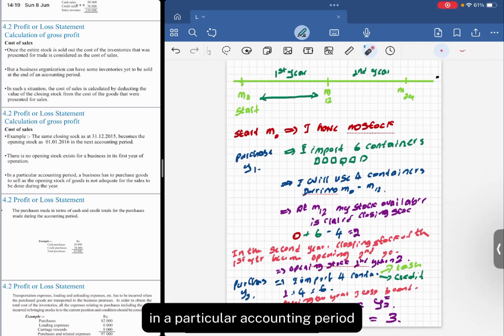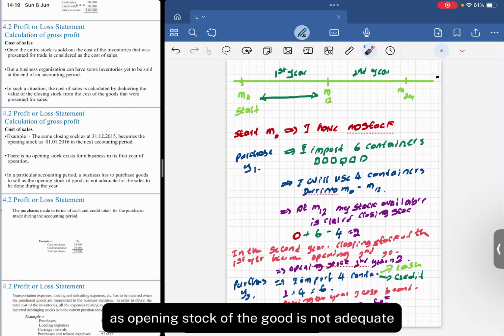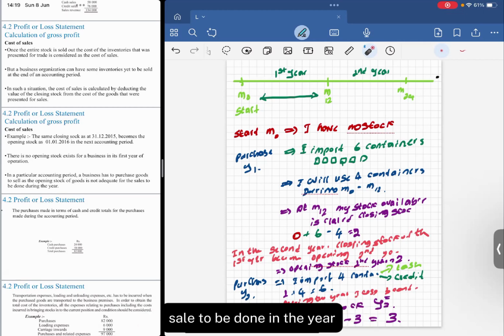In a particular accounting period, a business has to purchase goods to sell as the opening stock of goods is not adequate for the sales to be done in the year.